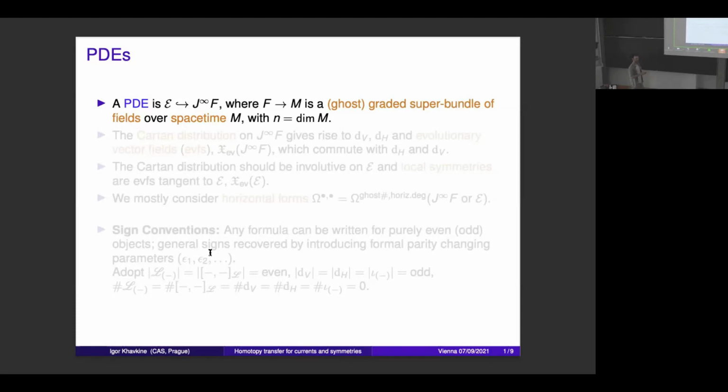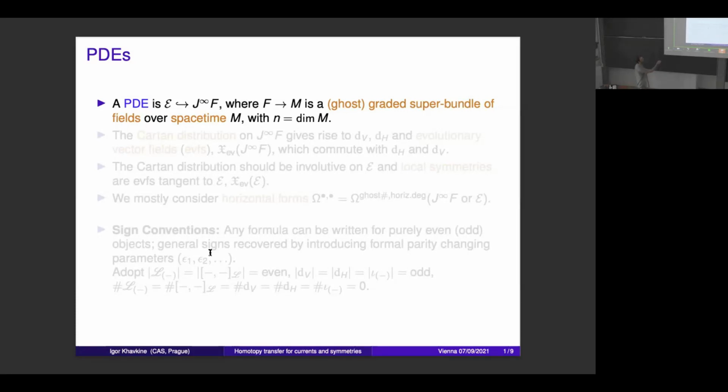I will be talking about gauge theories. So what are gauge theories to a physicist? A gauge theory is a PDE that is variational and has a very large, infinite dimensional amount of symmetries. A PDE, in the language that I'm interested in, is a submanifold of a jet bundle, where F is some bundle of fields over a space-time M.